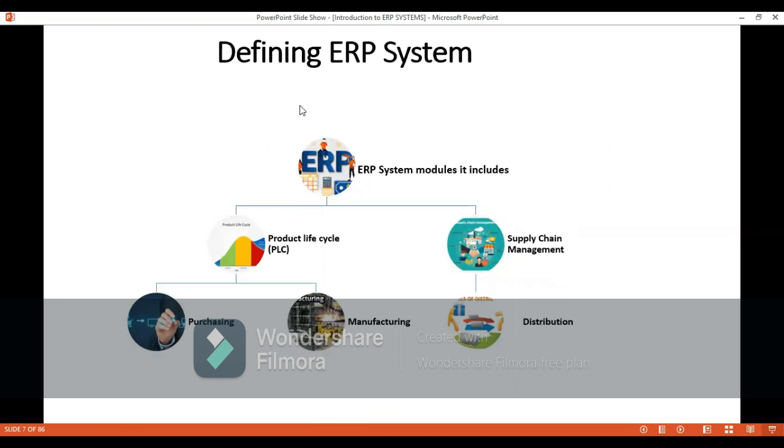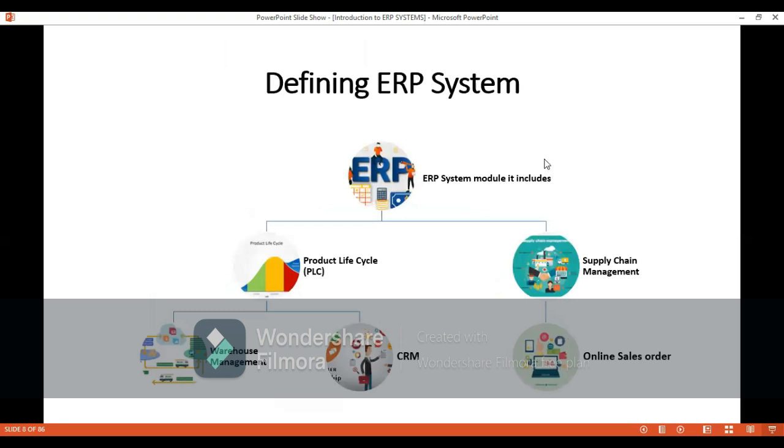Those are most predominant. So the ERP system, right, its modules are divided into two parts. We have the product life cycle, and on the other hand, we have the supply chain management. The product life cycle includes the modules for automating your business functions, like purchase and manufacturing. We're talking about the P2P, right, procure to pay. And then with supply chain management, you need to distribute. So after you purchase your materials, for example, you will manufacture and then you will distribute. Similarly, you have your warehouse management, where you're storing the inventory, right?